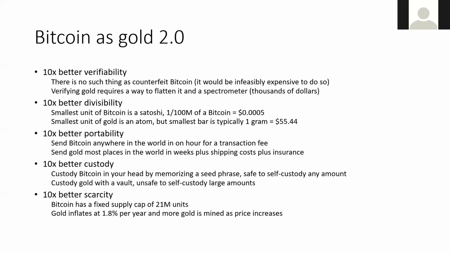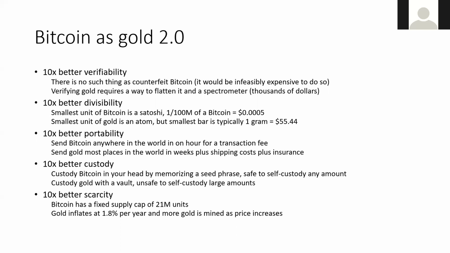And the most popular narrative today is this concept of a censorship resistant e-gold. So I chat about that right here, Bitcoin versus gold. Bitcoin is an improvement on gold in a number of ways. The first is verifiability. I mentioned that the concept of counterfeit Bitcoin is not really a real thing, but counterfeit gold is very common. To actually verify it, you'll need to flatten it. You'll need to use a spectrometer, which costs thousands of dollars. It's not really feasible. Bitcoin can be divided into much smaller units than gold in a practical way.